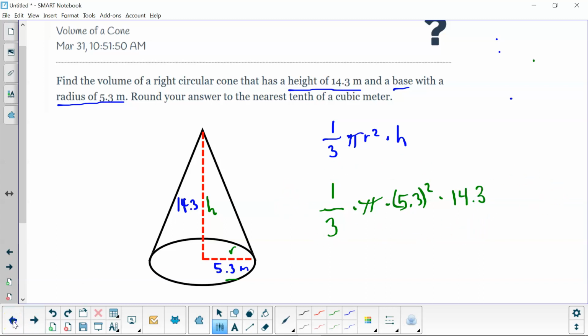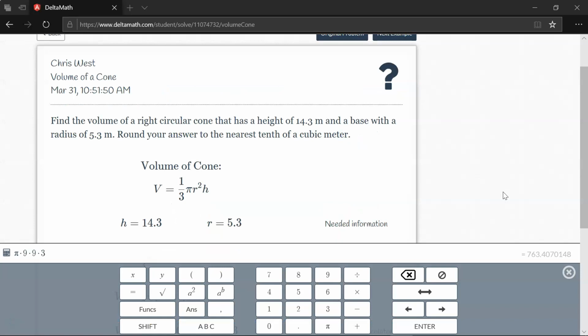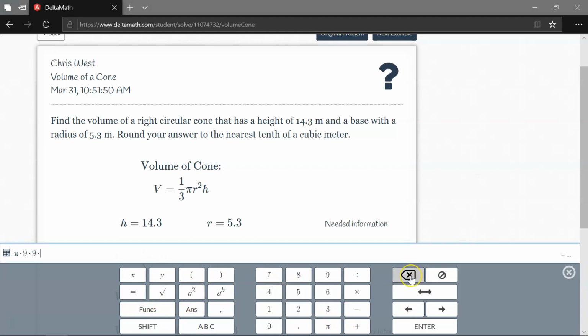Okay, so back in Delta Math at our current example, we have that cone that's got a 14.3 meter height and a base with 5.3 meters. This is our formal volume of a cone formula. And we need to know how to put this stuff in there. Well, it's going to be 1/3 times pi times 5.3 squared times height. And my last example is still in the calculator. Let's clear that.